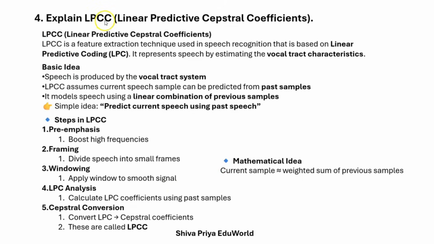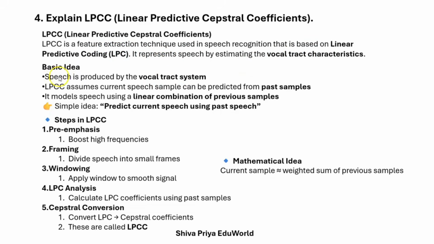And the fourth question is: explain LPCC, which means linear predictive cepstral coefficients. This is a feature extraction technique used in speech recognition. I have already mentioned this earlier. It is based on linear predictive coding, that is LPC, and it represents the speech by estimating the vocal tract characteristics.